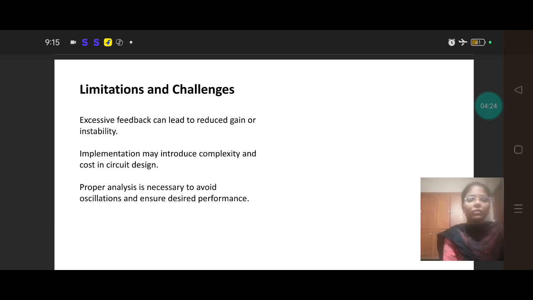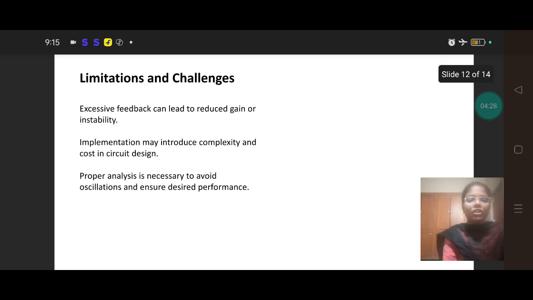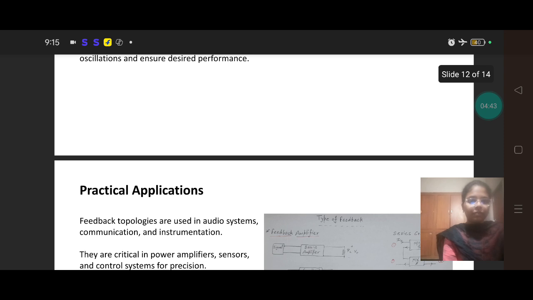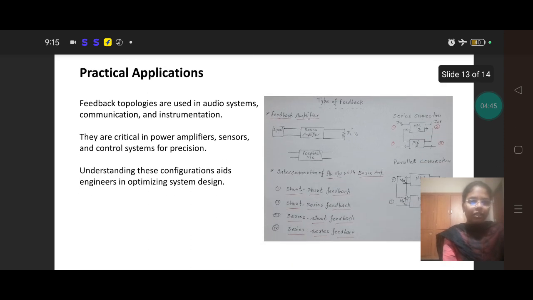Now the limitations and challenges. Excessive feedback can lead to reduced gain or instability. Implementation may introduce complexity and cost in circuit design, and proper analysis is necessary to avoid oscillations and ensure desired performance.